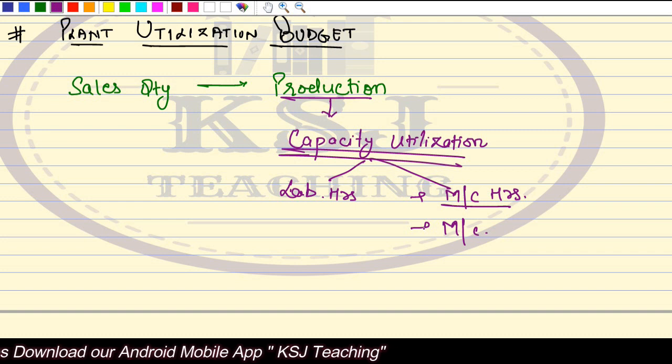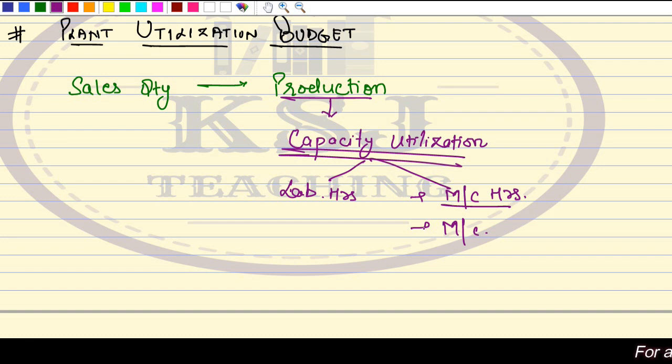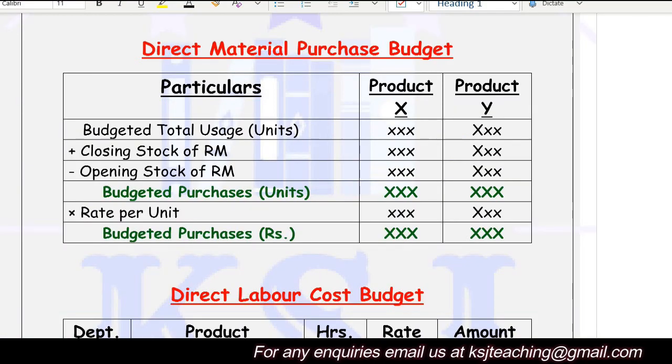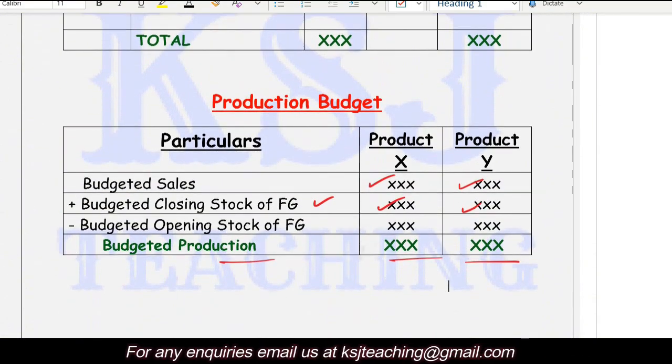So no specific format of this. If we talk about the plant utilization budget, there is no specific format for it. It will depend upon the question, what is the requirement of the question, right? So we will directly jump onto the question. Let's solve a question.